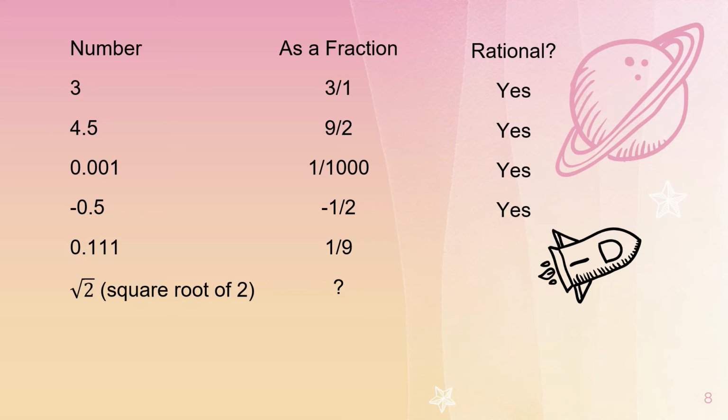How about this one? 0.101. So is it a rational? Yes, because it has a fraction form, which is 1 over 9. So yes. How about this one? Square root of 2. Is it irrational? Wala siyang fraction. Is it still a rational? The answer is no. So we're going to talk about kung anong number ito, anong type of number sila.